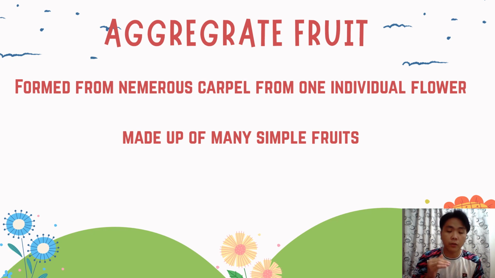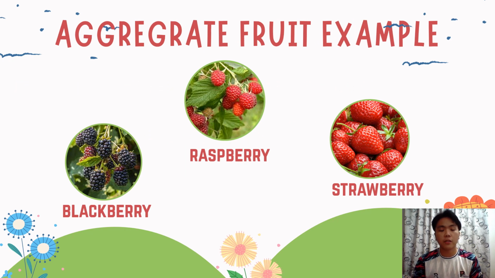This aggregate fruit is made up of many simple fruits, which means each ovary in the flower matures into a small individual fruit, and all these smaller fruits are tightly packed together to form a larger composite structure. As you can see here, there are many types of aggregate fruit, but I mention three here. The first one is blackberry, the second is raspberry, and the last one is strawberry.